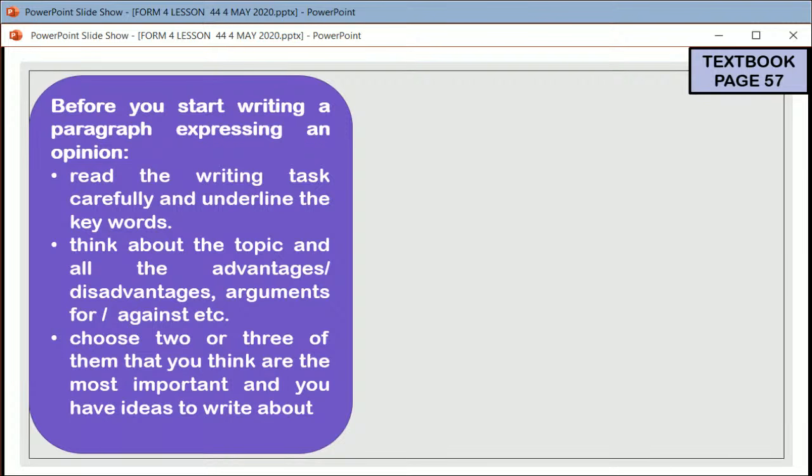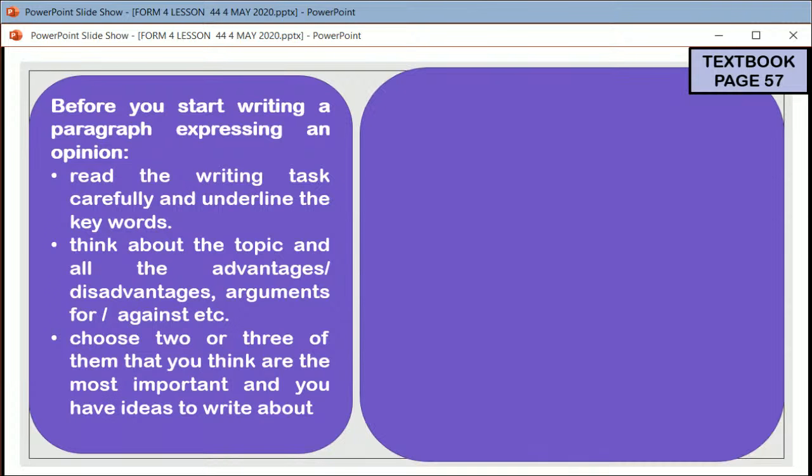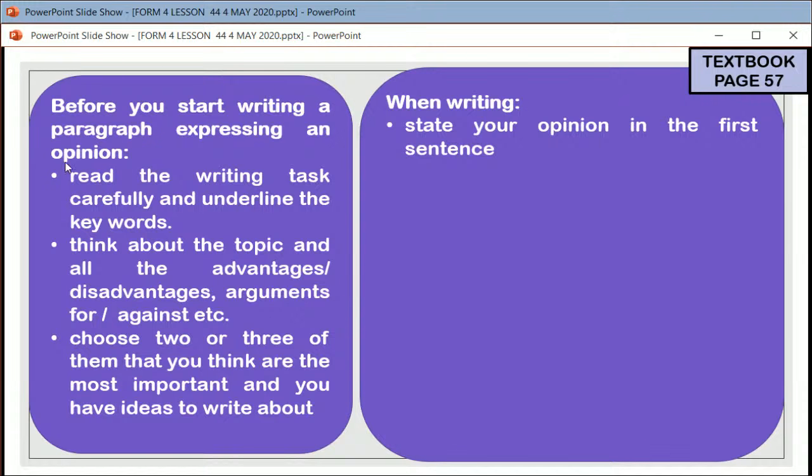Think about the topic and all the advantages, disadvantages, arguments for and against. You have to think about it. Then choose 2 or 3 of them that you think are the most important and that you have ideas to write about. When you are doing that, some of the ideas you have more things to talk about, so you choose those 2 or 3 ideas.